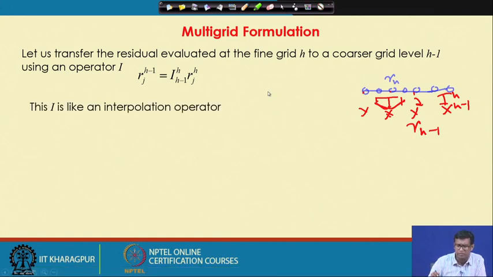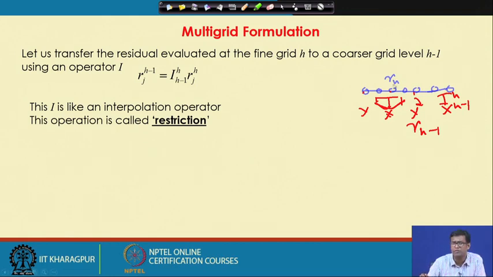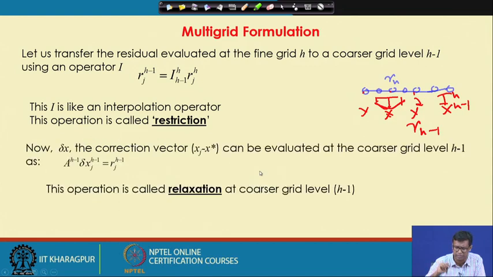I is like an interpolation operation. This operation is called restriction. Transferring the residual from the fine level to the coarser level is called a restriction operation. Now, delta x, the correction vector x_j minus x star, can be evaluated at the coarser level. So, solve the matrix equation at the coarser level and see what the correction is. This is called a relaxation operation at the coarser grid level, or H minus 1 grid level.